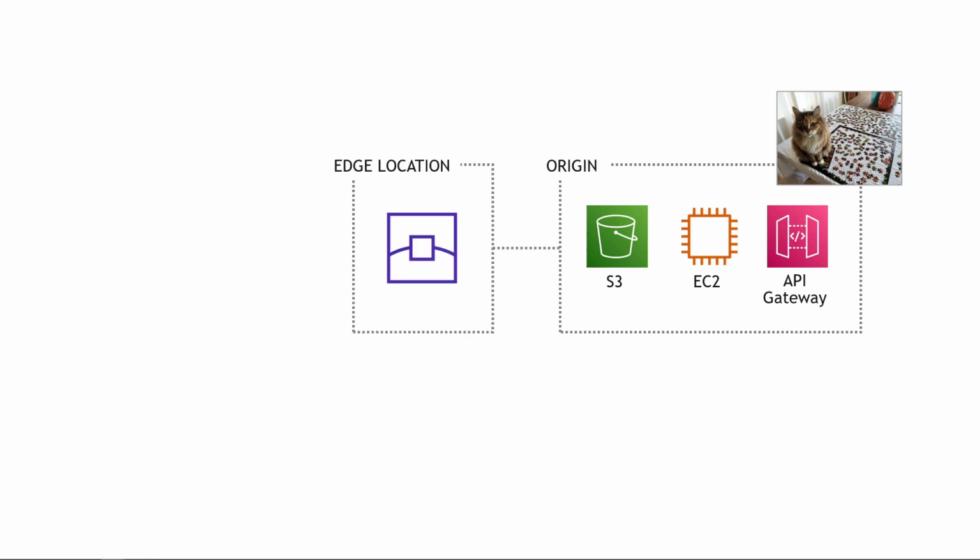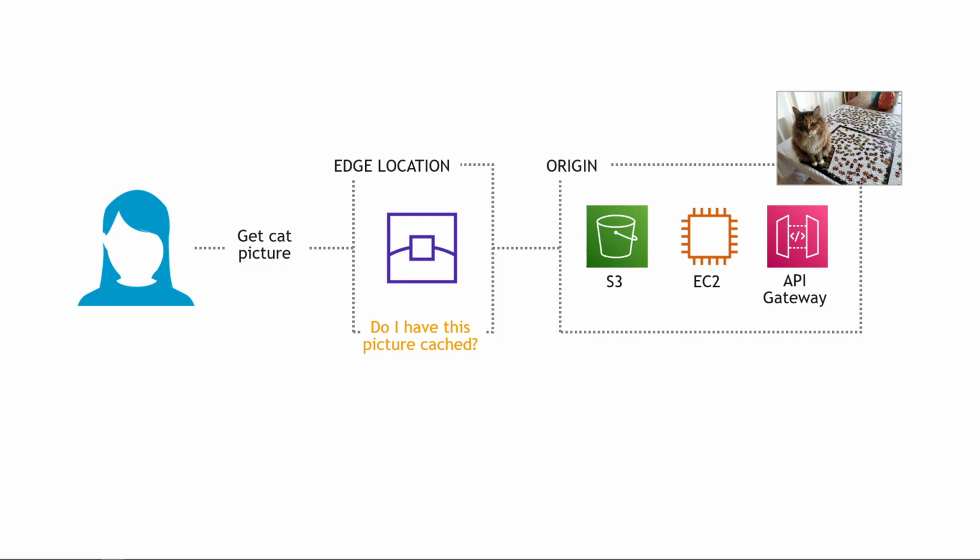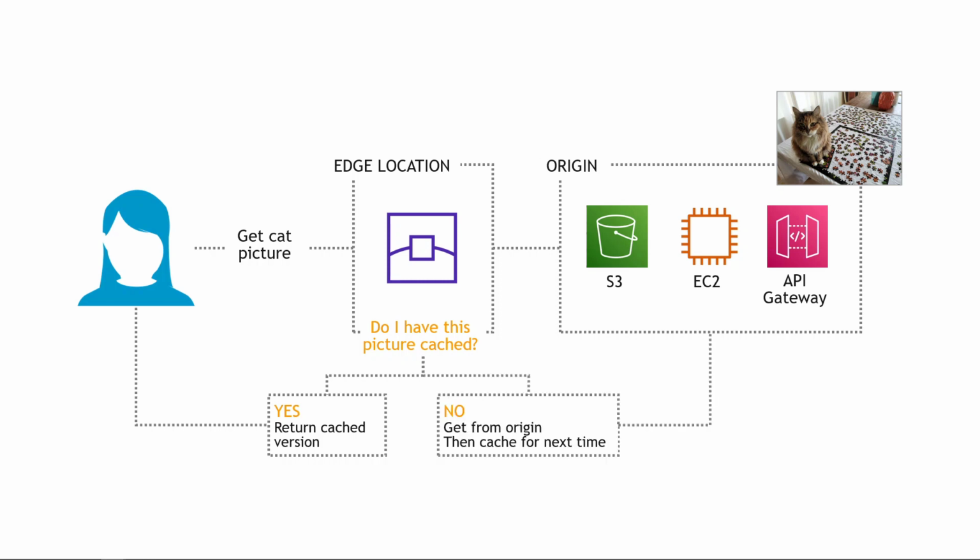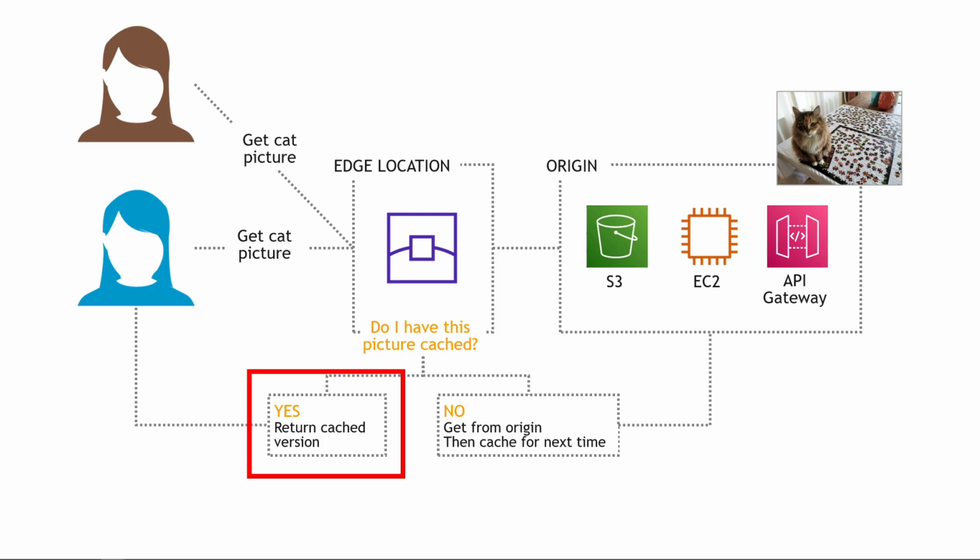And then the origin is connected to a CloudFront edge location so that when a user goes to request the picture of the cat, CloudFront says, "Do I already have this picture cached?" If the answer is yes, then just return the cached version. And if the answer is no, then I'll go fetch it from the origin and cache it for next time. So that when the next user comes and wants to get a cat picture, or the next 1,000 users or whatever, we're able to say, yes, I have that cached, which is going to be way faster than going back to the origin to fetch it.